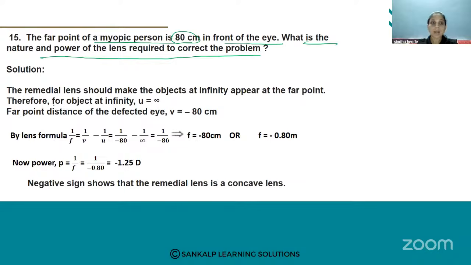This is the far point distance of the defective eye. V is equal to minus 80 centimeter.